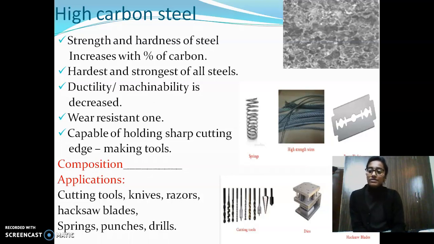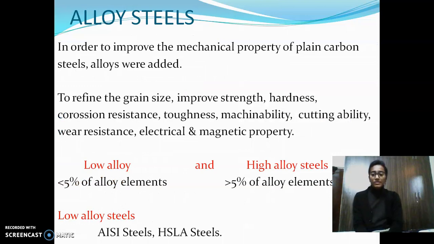The composition of high carbon steel is 0.55 to 0.95% carbon with 0.30 to 0.90% manganese. The strength and hardness of steel increases with percent of carbon. It is the hardest and strongest of all steels, and its ductility and machinability are decreased. It is wear resistant. It is capable of holding a sharp cutting edge, making tools. So the applications of high carbon steel are: it is used in cutting tools, knives, razors, hacksaw blades, springs, punches, and drills. Now coming to the alloy steels.